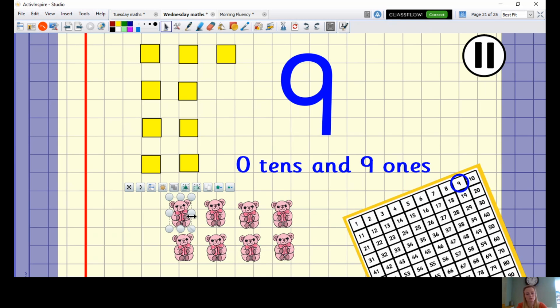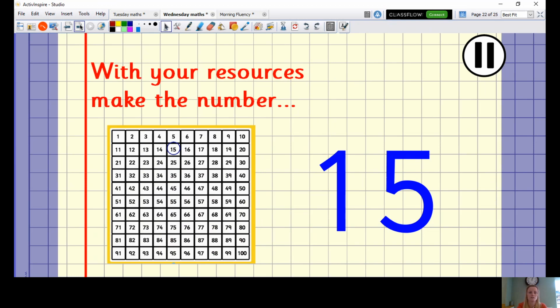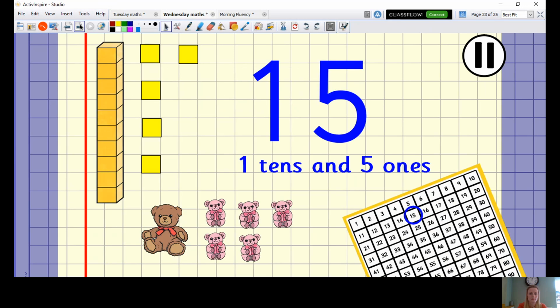I haven't got quite enough there, have I? Let's double check. 1, 2, 3, 4, 5, 6, 7, 8, 9. Okay, good job. I added that extra one. So you might need to go back and make sure you've got enough. Okay, let's do this one. Number 15. Find it on your number square. It has 1 10 and 5 ones. Did you also remember to circle it on your number square?